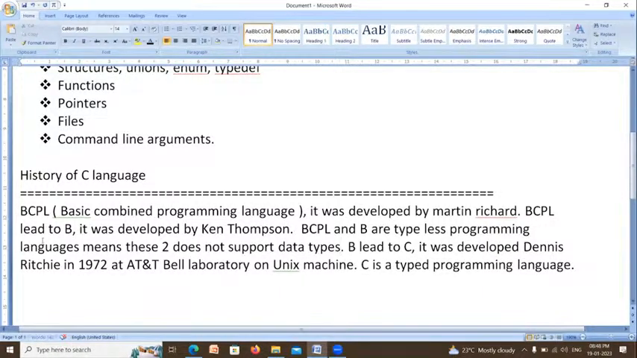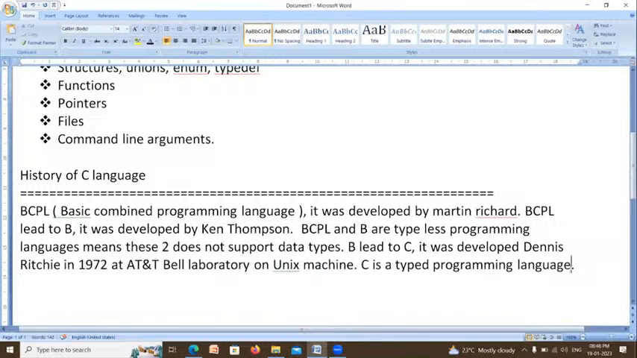From B, a new programming language was developed that is called C. It was developed by Dennis Ritchie in the year 1972 at AT&T Bell Laboratory on a computer having the Unix operating system, on a Unix machine.